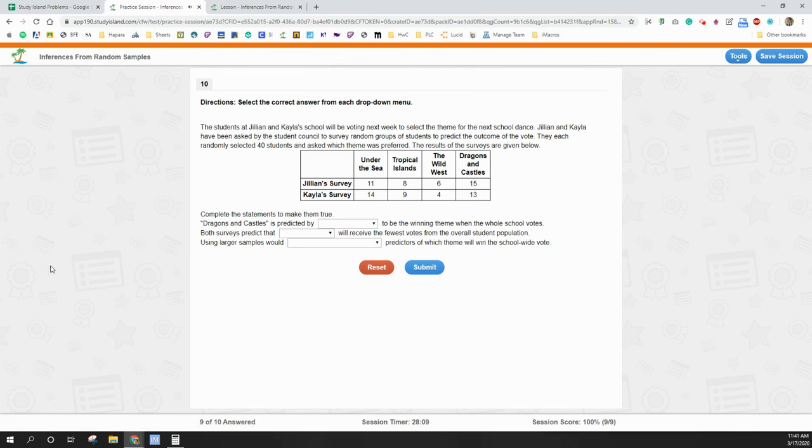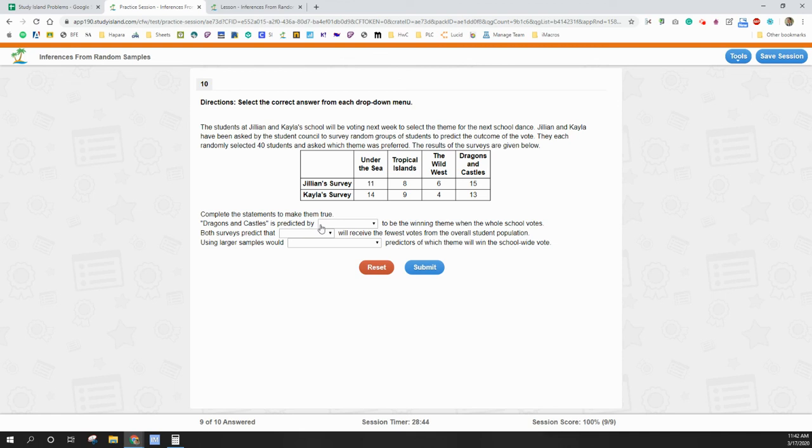So another one, the students at Jillian and Kayla's school will be voting next week to select the theme for the next school dance. Jillian and Kayla have been asked by the student council to survey random groups of students to predict the outcome of the vote. They each randomly selected 40 students and asked them which theme was preferred. The results of the surveys are shown below. So we have Jillian's survey and Kayla's survey. How many students picked Under the Sea, Tropical Islands, the Wild West, and Dragons and Castles. So complete the statements to make them true.